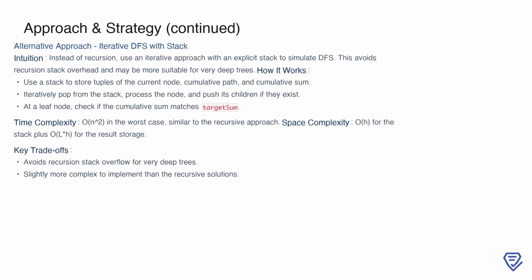Another alternative is to use an iterative depth-first search with an explicit stack. This replaces recursion with an iterative process, which avoids the overhead of a recursive stack and can be particularly useful for very deep trees. The idea is to maintain a stack where each entry contains the current node, the cumulative path, and the cumulative sum.